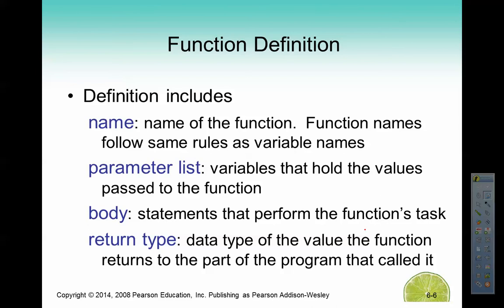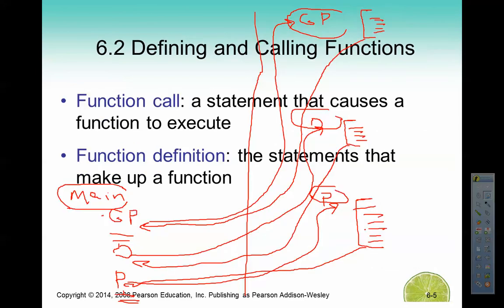The parameter list, sometimes I need to send something to the function so that it can work. Like in this example, to calculate the gross pay, what do I need to give this function? What do you think we need? To calculate a gross pay, what do you usually need?